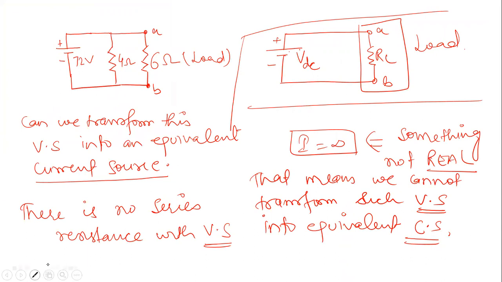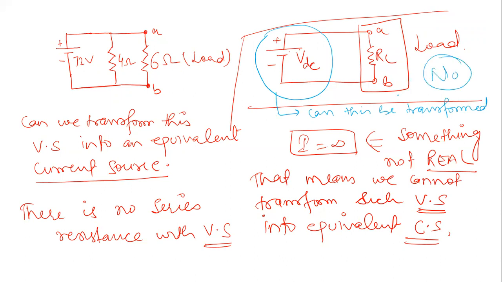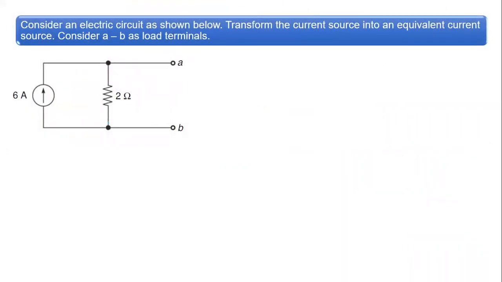Now, can we transform this part? Can this be transformed? The answer is no. The reason is same. So these two are same cases. So it cannot be transformed, right? Now let us come to another example wherein we have to transform a current source.